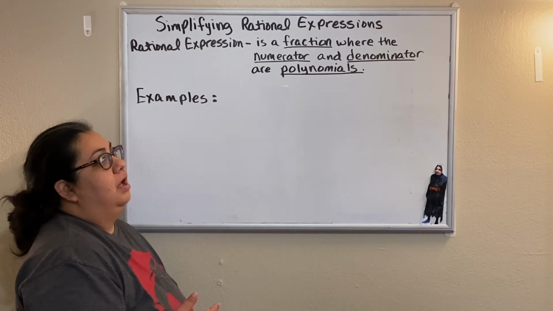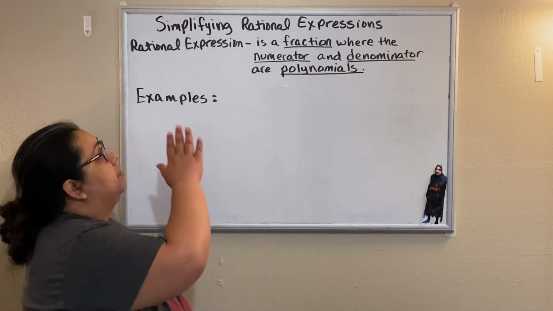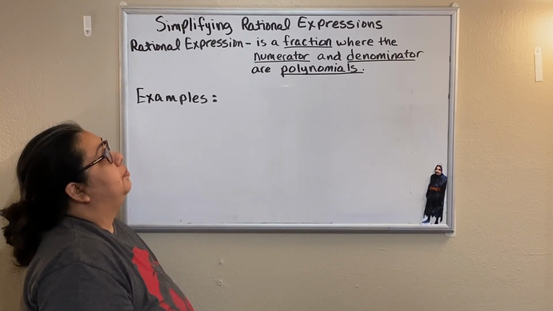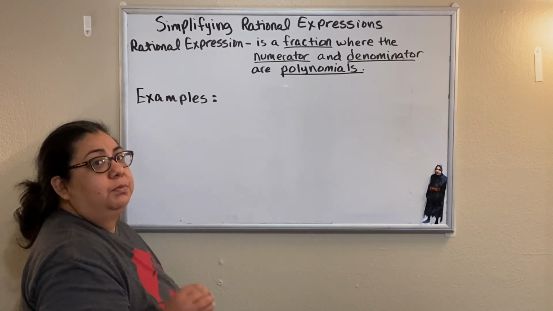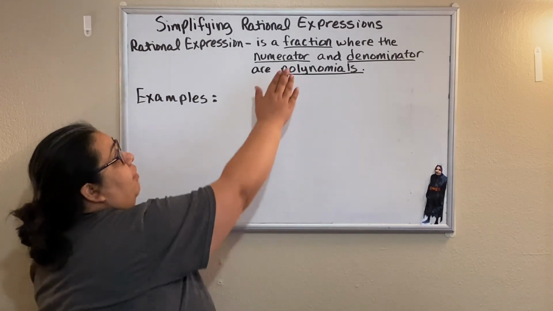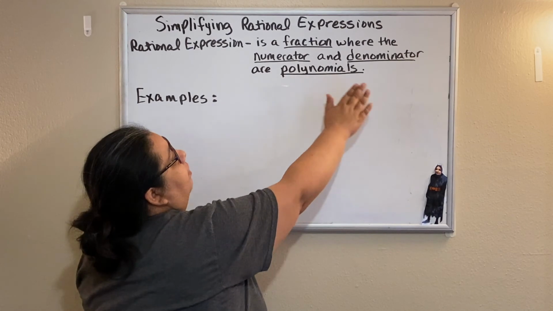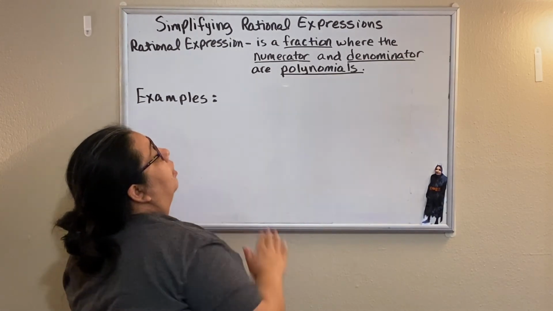We have a new topic today. We're going to talk about simplifying rational expressions. First of all, let me define what a rational expression is. It is a fraction where the numerator and denominator are polynomials.